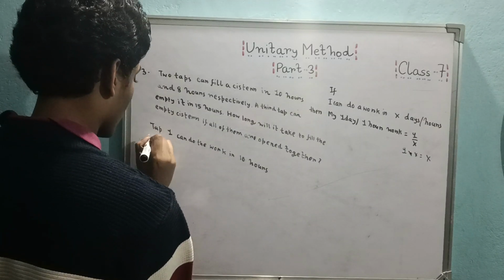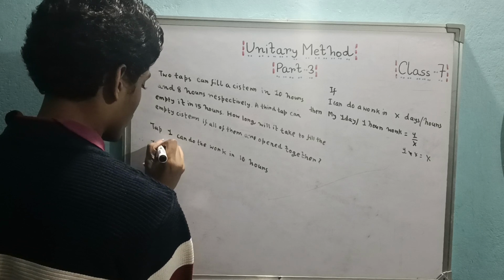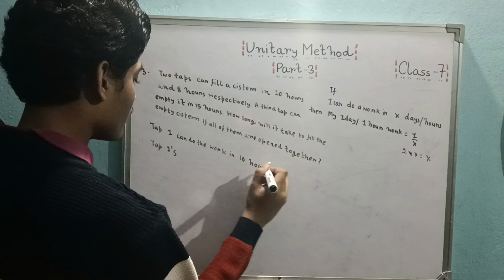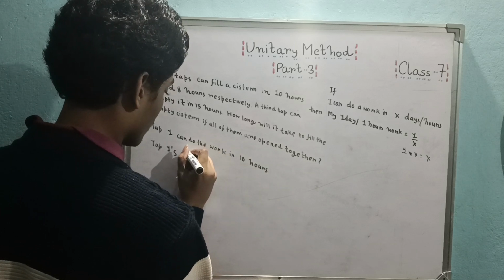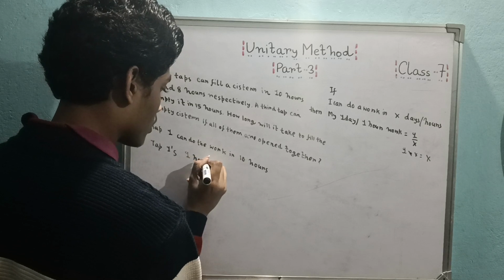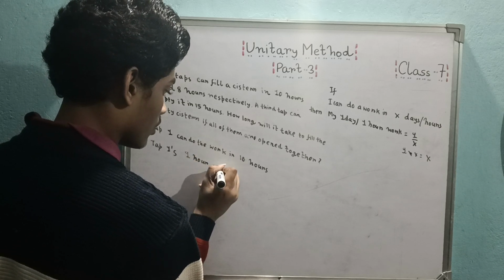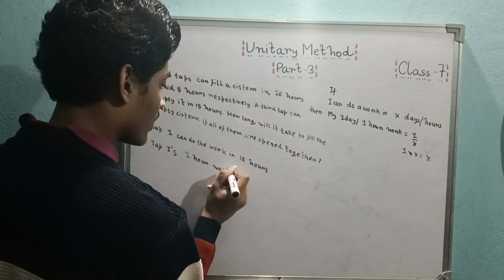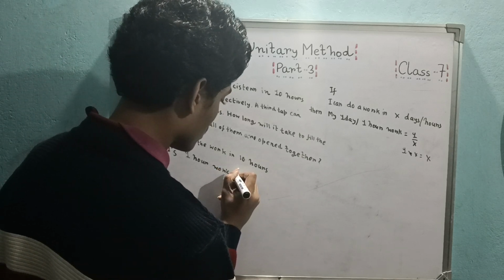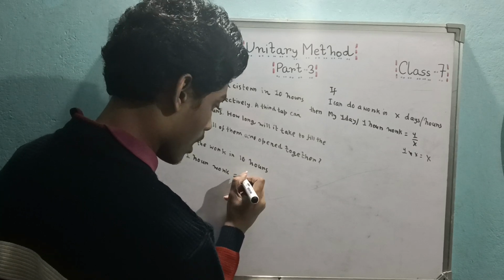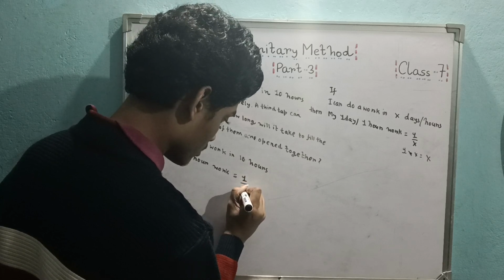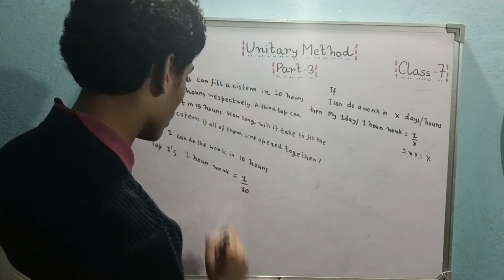Therefore, tap 1's, see here 1 hour is there, so we have to calculate 1 hour. Tap 1's 1 hour work, just like that you can do a work in X hours, in 1 hour you can do 1 by X of the work, so 1 by 10, gone.